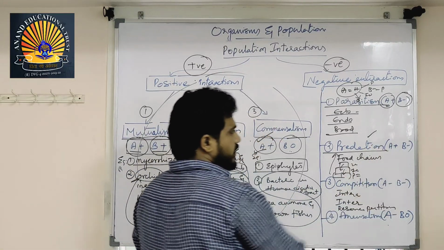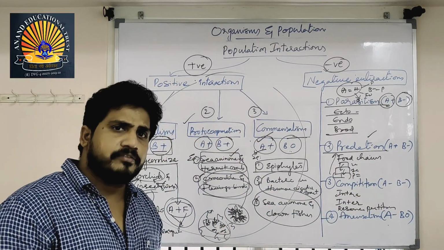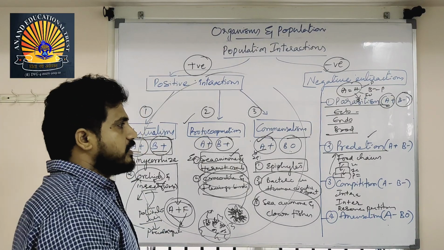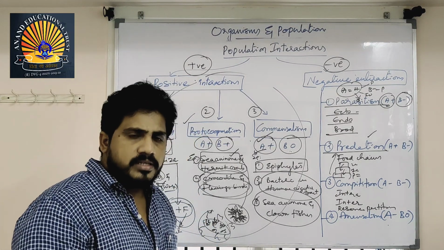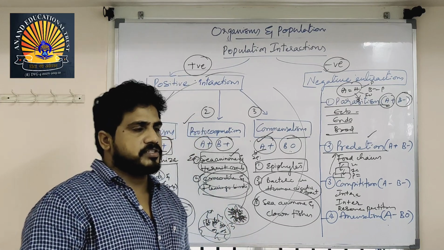And for predation, there are so many examples. A tiger is a predator for deer or rabbits. A shark is a predator for smaller fishes. So the number of sharks is lower than the smaller fishes.